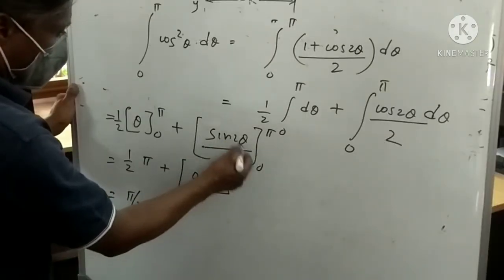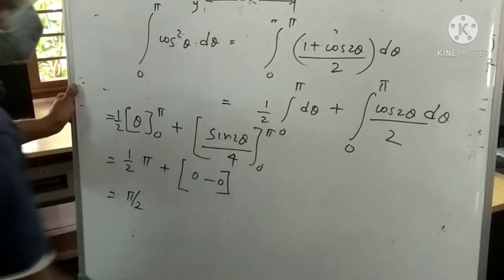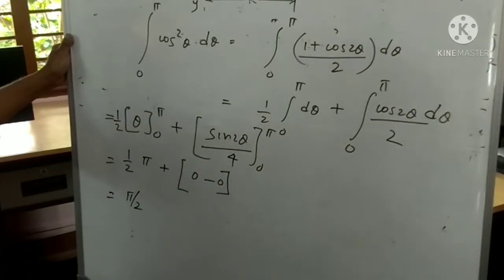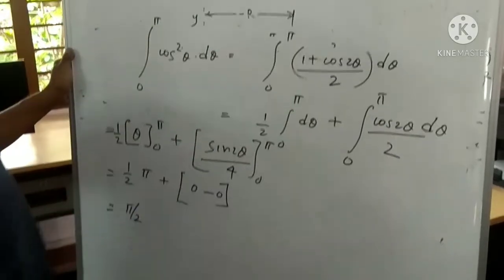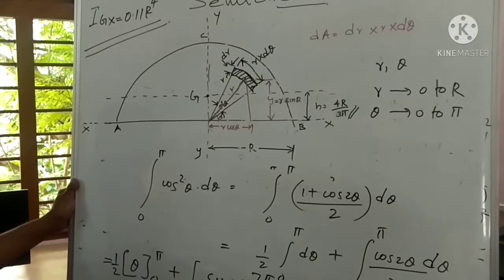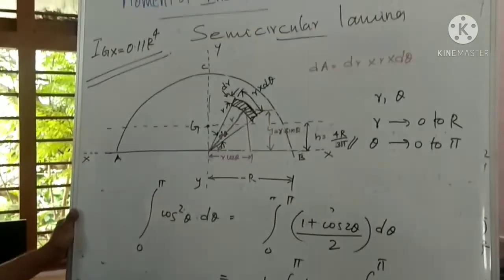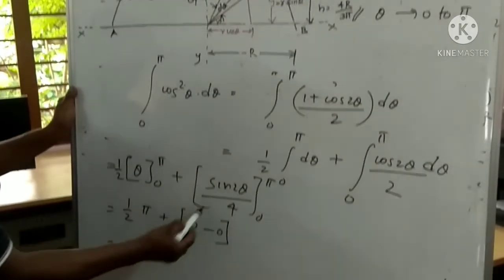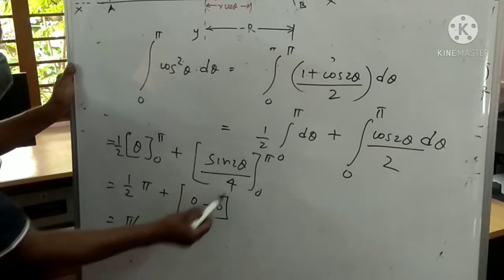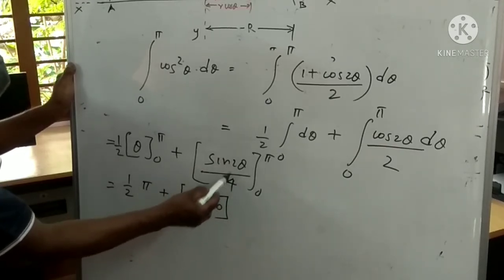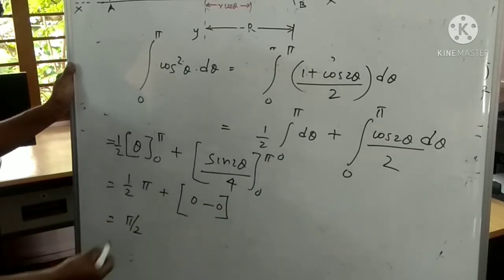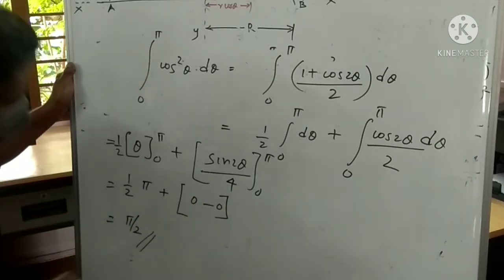Regarding the application of these limits, I have already discussed in a previous video, that is the moment of inertia of a circular lamina. So you have to refer to that one, then you will understand the application of this limit. Anyway, you will get sin 2 pi by 4, that is 0, minus sin 0, that is 0. So here it is pi by 2.